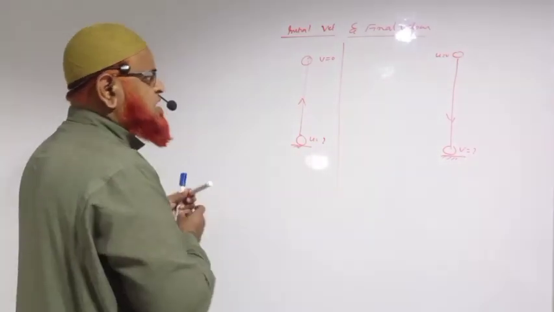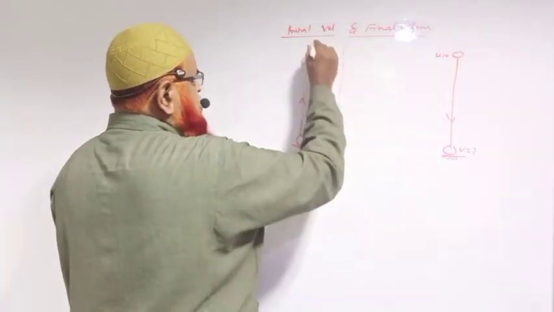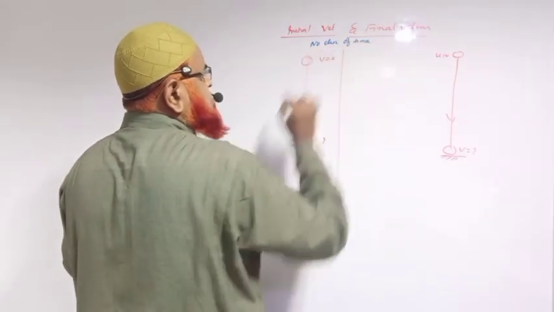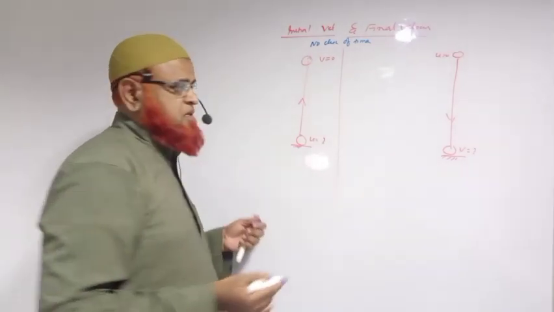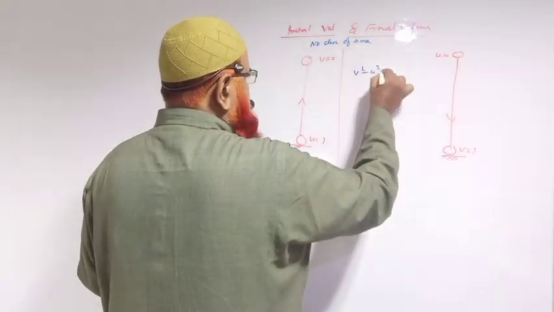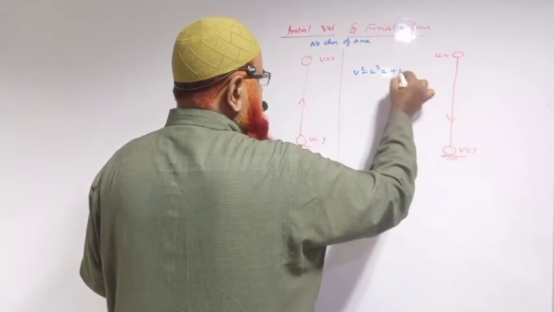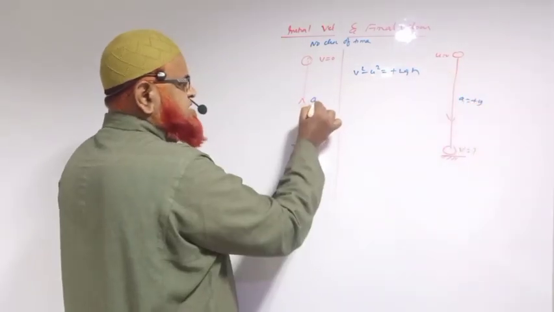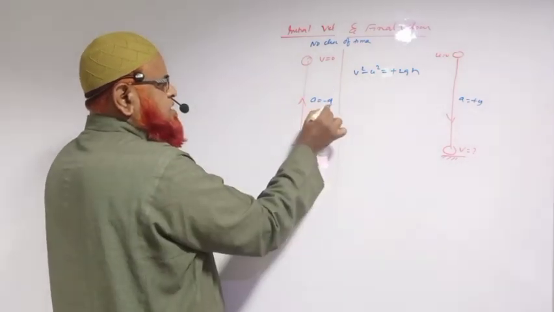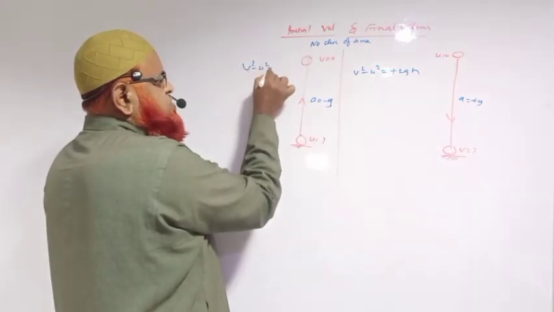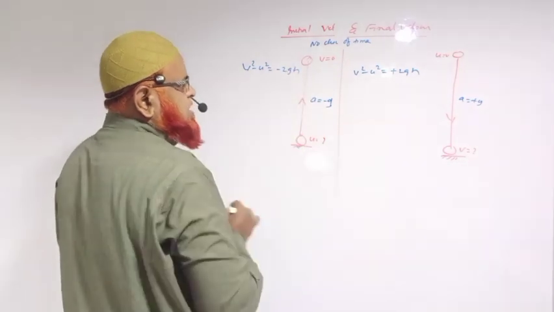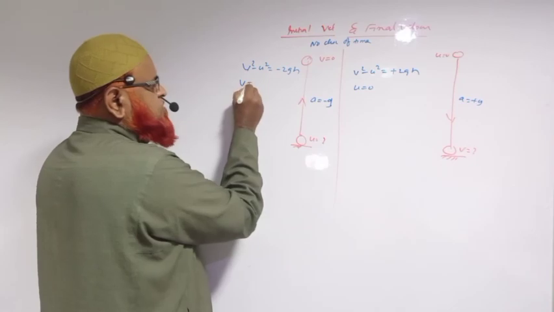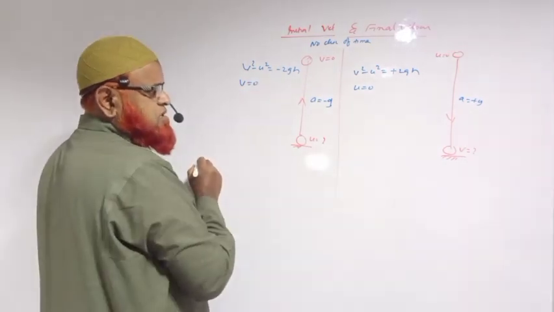How are you going to find out? So in both the cases, one thing is common here. There is no discussion of time in both the cases. So write v square minus u square is equal to plus 2gh here, because acceleration is equal to plus g. In this case, acceleration is equal to minus g. So here you will write v square minus u square is equal to minus 2gh. But the difference here is what? Here u is equal to 0, here v is equal to 0.